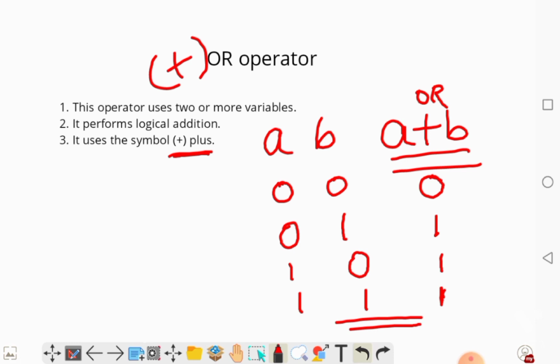We have 3 types of operators: the NOT operator, the AND operator and the OR operator. NOT means it performs the reverse. The AND operator means it performs the logical multiplication. Repeat with me. OR means it performs the logical addition.